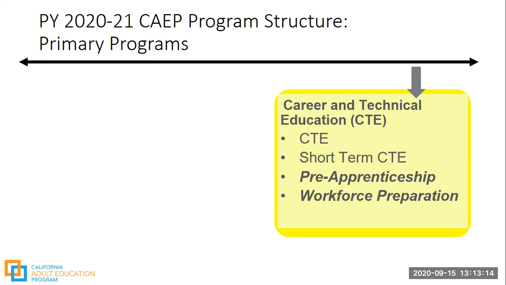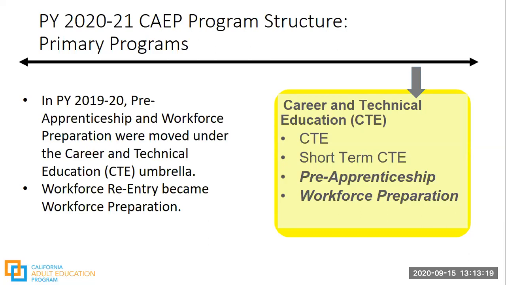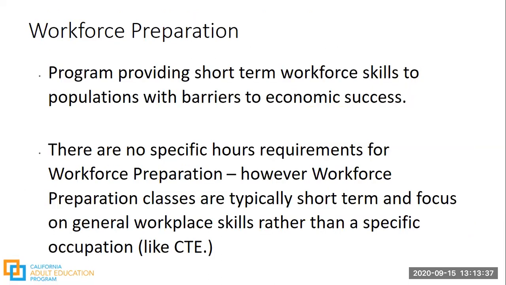I tried to put together a little table, but I couldn't do so without making it overwhelmingly confusing, so I'll just stick with bullets here. Again, at the beginning of the 19-20 year, pre-apprenticeship and workforce preparation were moved under the CTE umbrella. Workforce reentry became workforce preparation. I'm going to dig into this one in the weeds. Workforce preparation provides short-term workforce skills to populations with barriers to economic success.